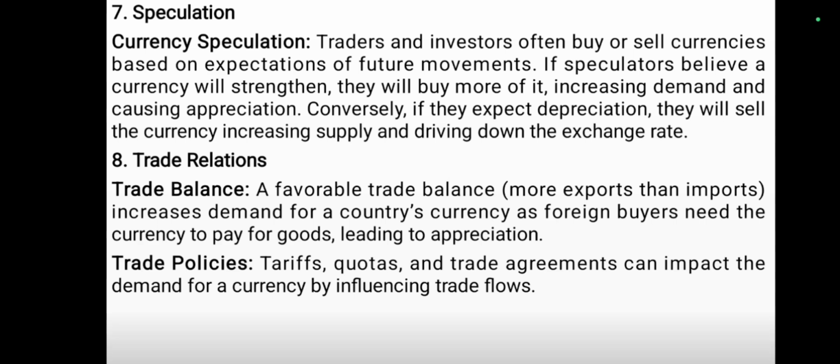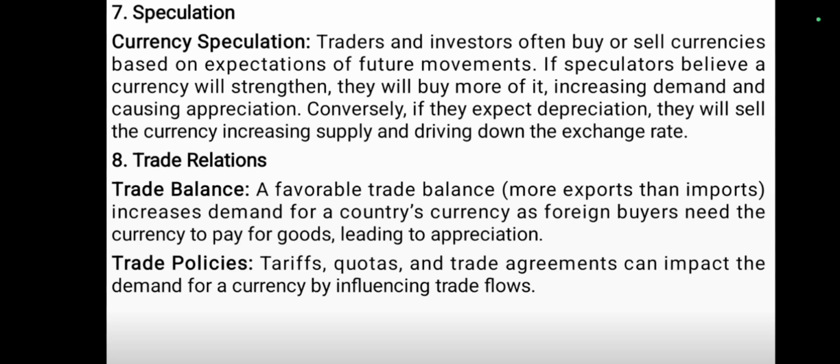Then we have the trade relation. Trade relation is nothing but if you have a favorable trade balance, as I discussed in the balance of payment, then obviously we can increase the demand for a currency. The trade policies also, tariffs, quotas and trade agreements, can impact the demand for a currency by influencing the trade flows. If the tariffs or quotas are very low and there are stable trade policies, then obviously we can have a good impact and increase the demand for a particular currency.